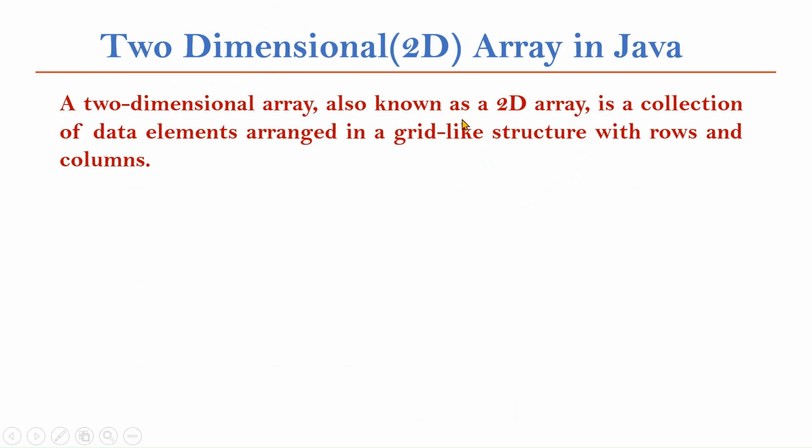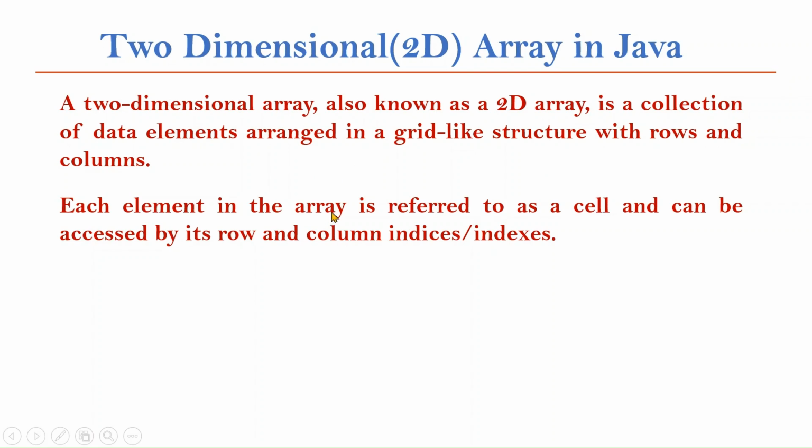Now a two-dimensional array, also known as a 2D array, is a collection of data elements arranged in a grid-like structure with rows and columns. As we have seen in the previous slide, it is a collection of rows and columns. Each element in the array is referred to as a cell. The intersection point of the rows and columns is called a cell and can be accessed by its row and column indices. So we have written a[0][0]: 0 is the index number for the row and the other 0 is for the column. Like that, for any element you want to access in the two-dimensional array, we need to give the row and column index numbers.